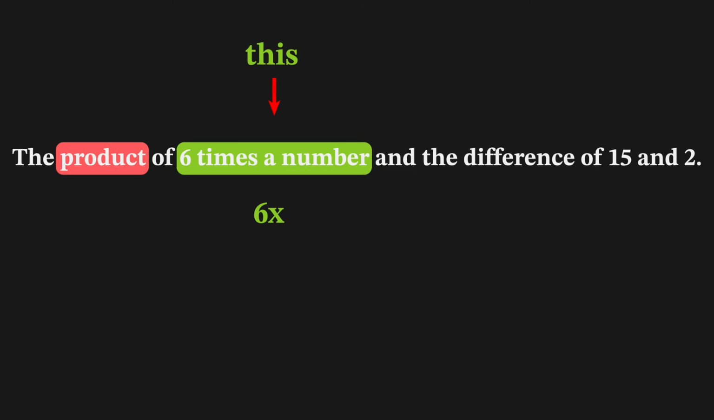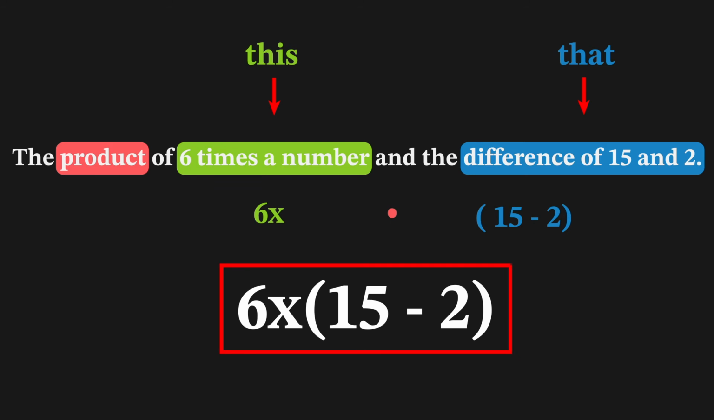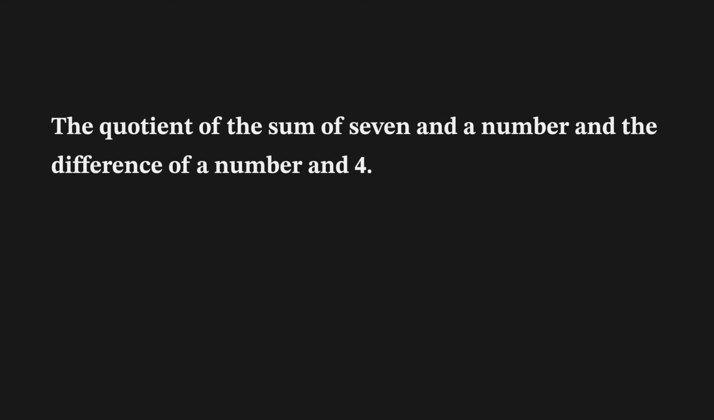Well, we can read it again and find out where we're at. So the product of this, which is 6 times a number, and that, which is the difference of 15 and 2. So we can put those together, and that means we're going to multiply those 2 quantities. So our final answer looks like 6x times the quantity 15 minus 2. Our next problem is the quotient of the sum of 7 and a number and the difference of a number and 4. Let's break it down, starting with the first key phrase.